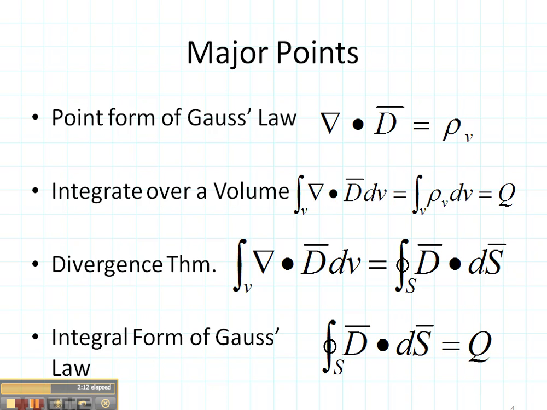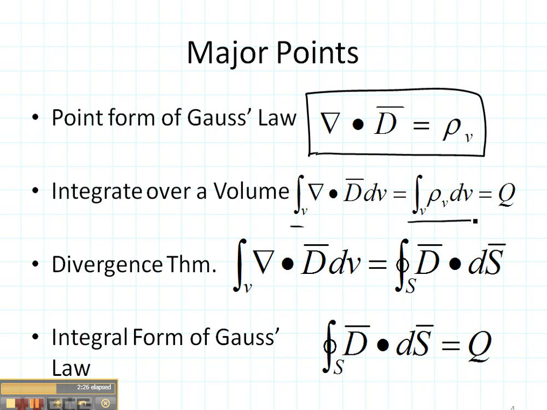Now let's see what would happen if we took the point form of Gauss's law and we integrated it over a volume. So just integrate both sides by dV. We can see right here that if we take coulombs per meter cubed, the volume charge density, and we integrate that over a volume, we will get the total charge that's enclosed by that volume. Q is given in coulombs. Rho v is given in coulombs per meter cubed.